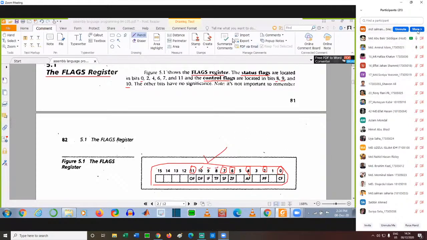Status flag reflects the status of an operation, and control flag enables or disables the operation. Right, very good. So, status flag reflects the status of an operation, whatever operation you are going to perform, and whether you can perform the operation or not, that is determined by the control flag. So, control flag enables or disables operation, status flag reflects the status of an operation.